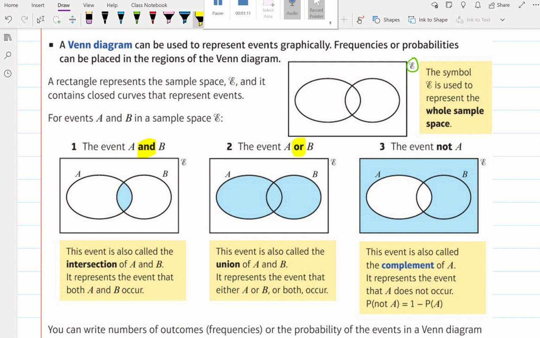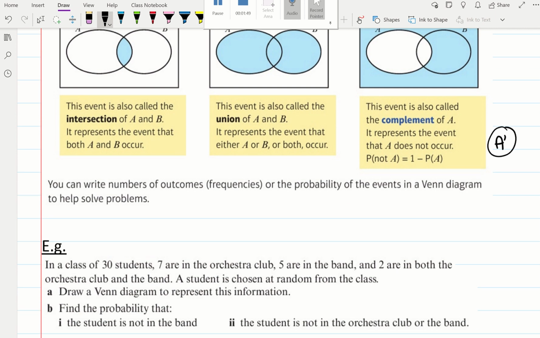The word or is used for the union, all of A or all of B. And the complement of A is everything that is not part of set A. You can find it by doing 1 minus the probability of set A. So to find the complement of A, and I'm going to be using A with an apostrophe, just like set notation, you do 1 minus the probability of A.